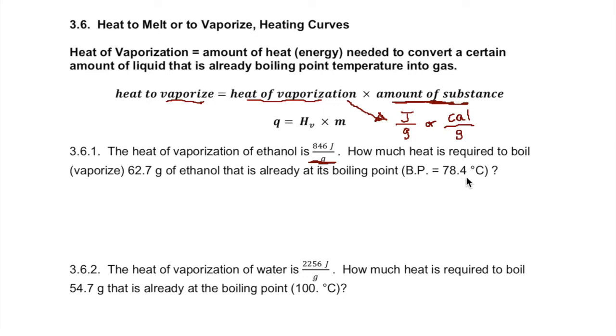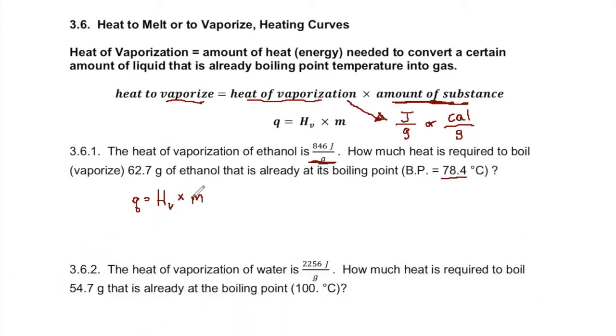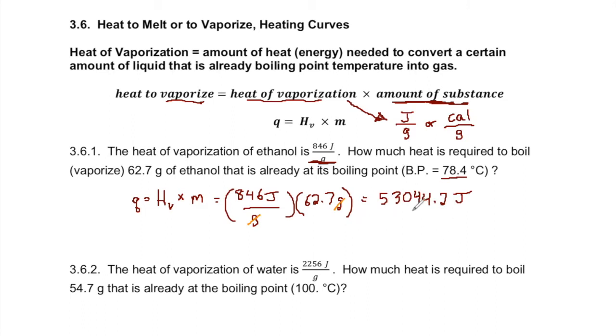So we already have some ethanol at its boiling point for this first problem. And we want to know how much heat is needed to boil that much ethanol. It's already hot enough to boil, we just need to boil it. And that takes 846 joules for every gram of ethanol that you are boiling, and we have 62.7 grams of ethanol. So the grams will cancel, and we will end up with joules. And my calculator is telling me 53,044.2 joules.